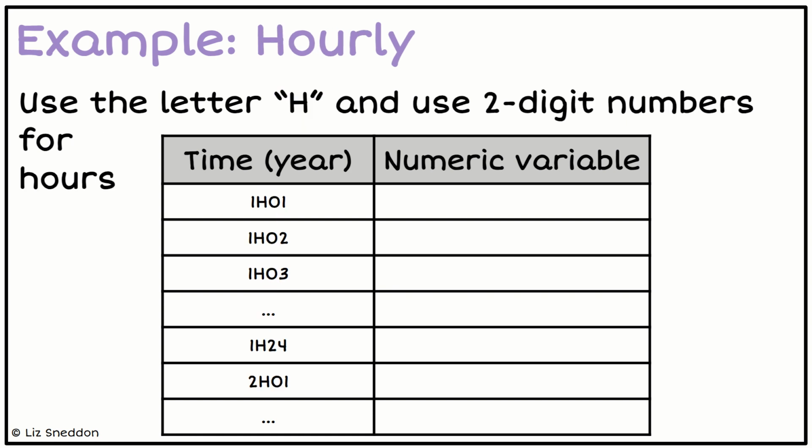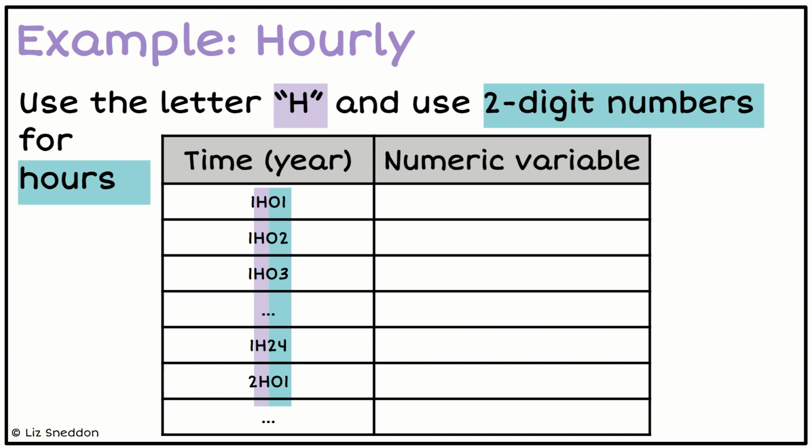If I have hourly data, then I'm going to use the letter H. So H for hours, and we're going to again use the 2-digit numbers. So hourly data, we know there's 24 hours in a day, so that's why I want my 2-digit numbers, and you can see I go up from 01 up to 24 hours, and then I continue. So I've got the first day, hour number 1, the first day, hour number 2, the first day, hour number 3, up to the first day, hour number 24. Then I start at day 2, hour number 1, day 2, hour number 2, and so on.